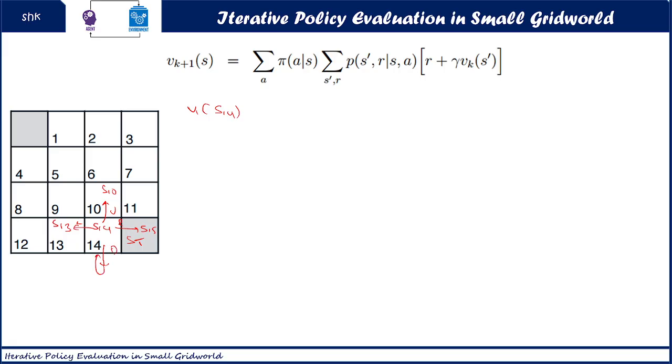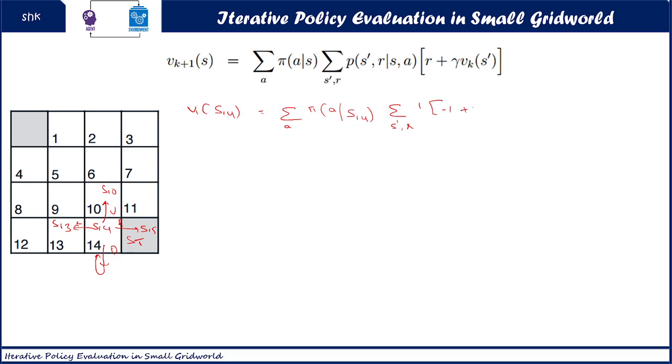So now we will write the value function for S14 as V1 of S14 is equivalent to summation of all the actions, the probability of a particular action A from the state S14 into summation of S dash R. The probability of any transition from S to S dash is 1.